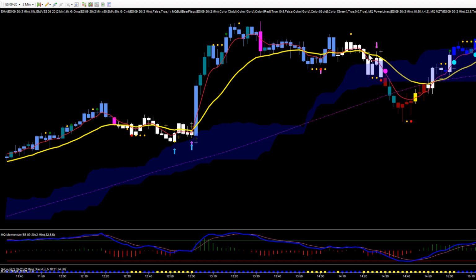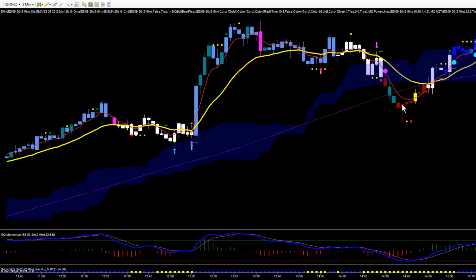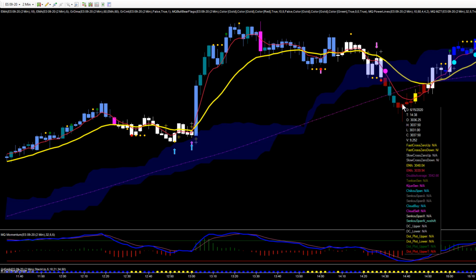The 5 and the 18 actually crossed to the downside, set up a nice little bear flag with a fast line zero touch, and this triggered to the downside, and that was at the time that the 30-minute chart was also giving us a bearish signal. And so this is a nice little push down. That bar actually triggered under 30.51.75. It had a low down here as low as 30.31.